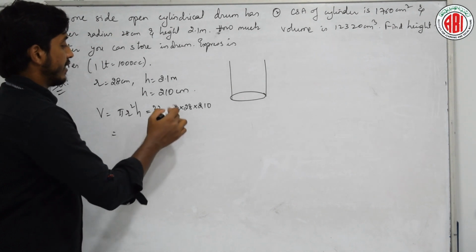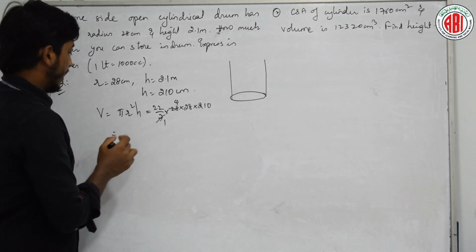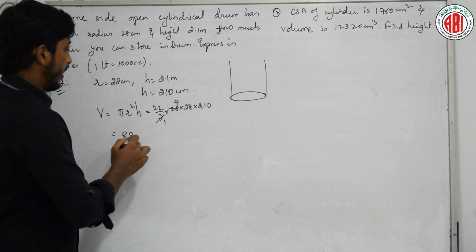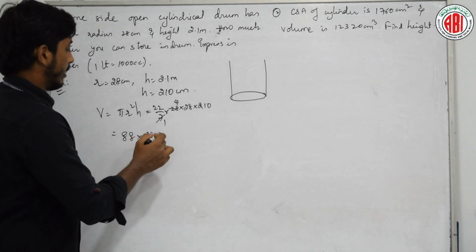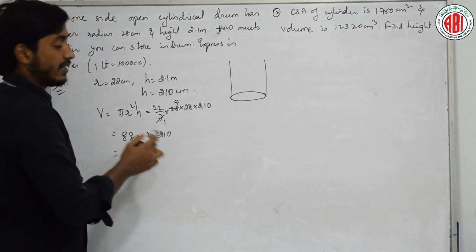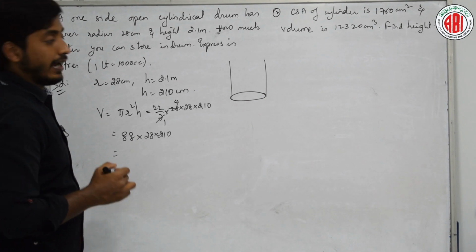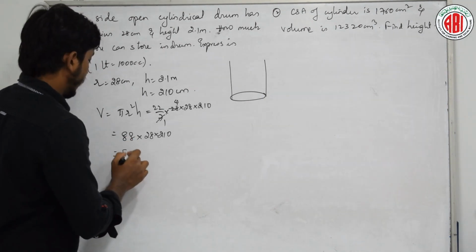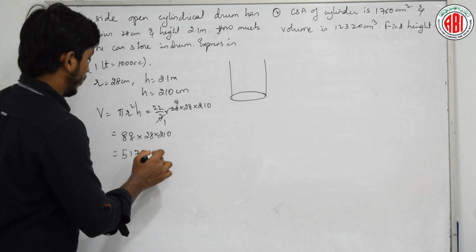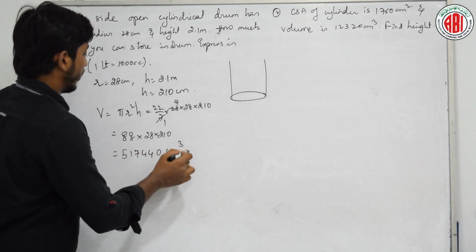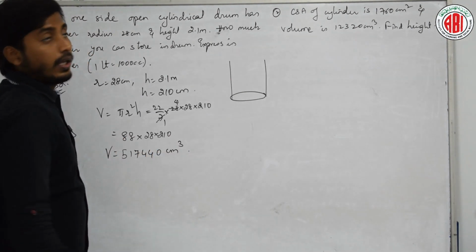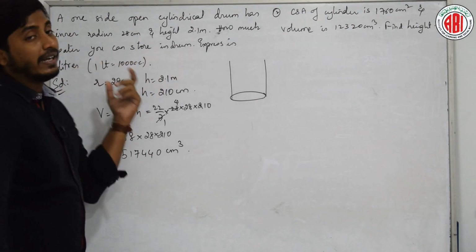7 ones are 7, 7 fours are 28. Now just tell me, 88 into 28 into 210. How much is it? Just multiply and tell me the answer. That is 517,440 centimeter cube. Then he is asking us to express in terms of liters.